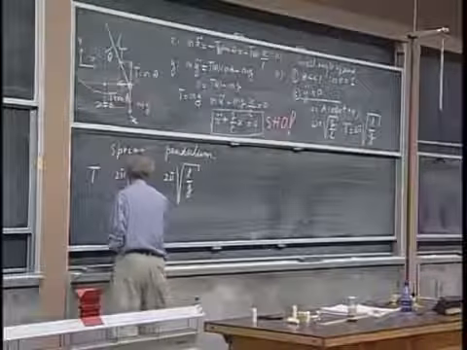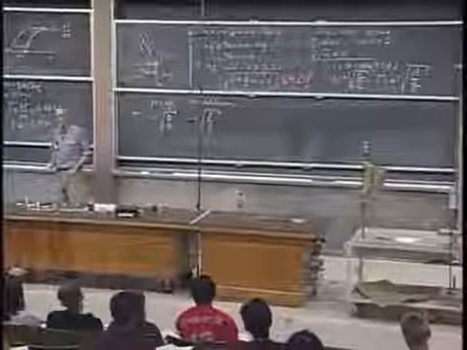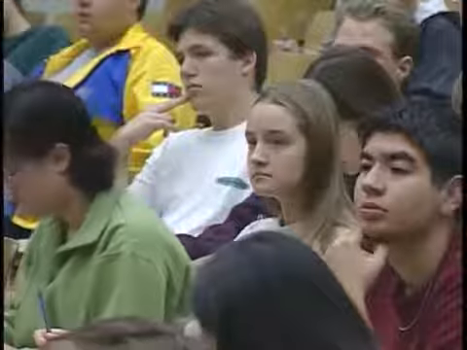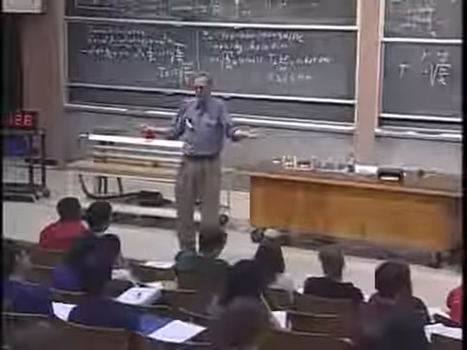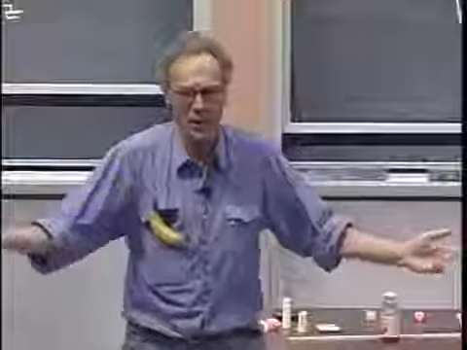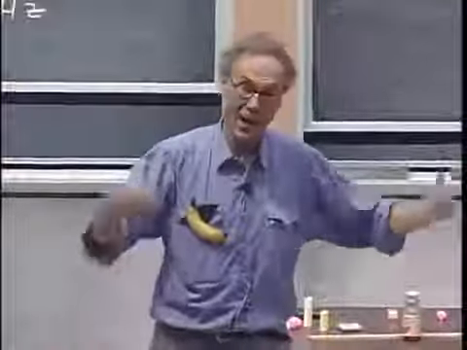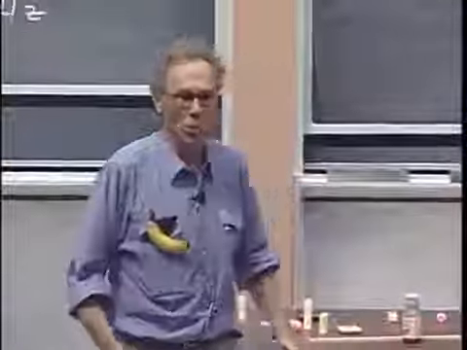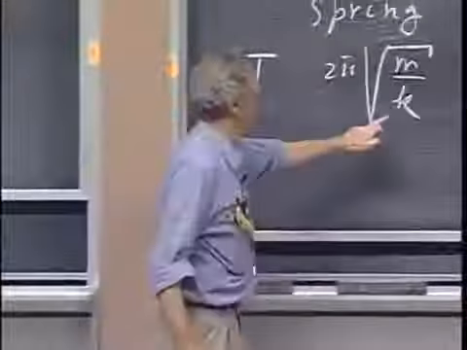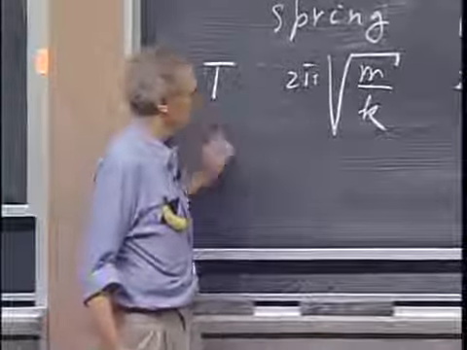How about this k? If k is high, then a spring is stiff. What does that mean, a stiff spring? It means that if I give it a small extension, the spring force is huge. If I have a huge spring force, the acceleration on a given mass will be high. If I have a high acceleration, the period will be short. And that's exactly what you see. If k is high, the period will be short.